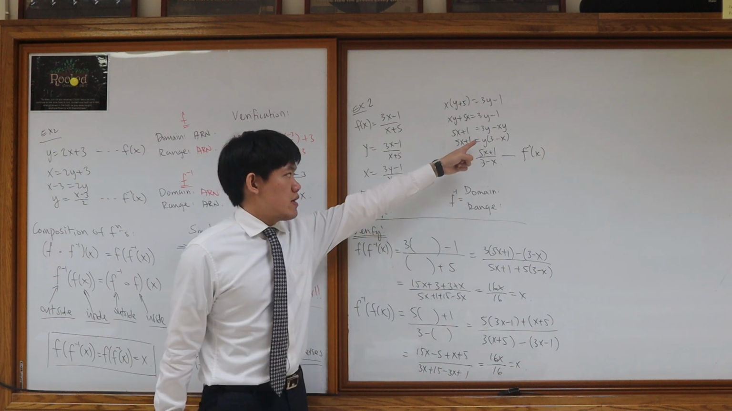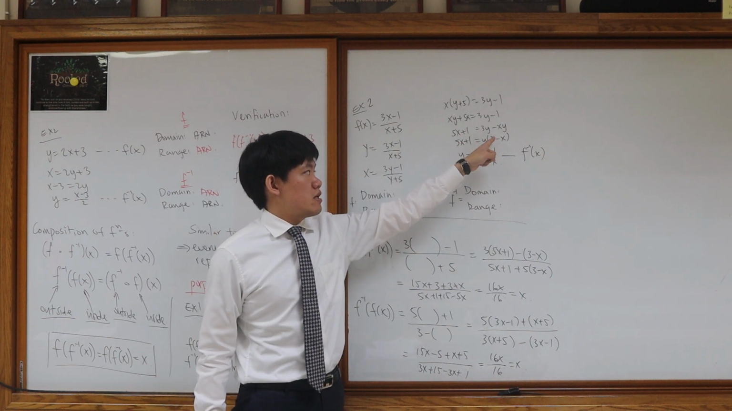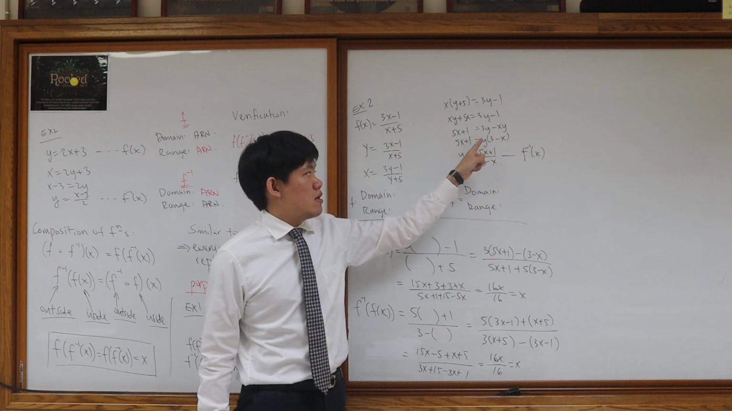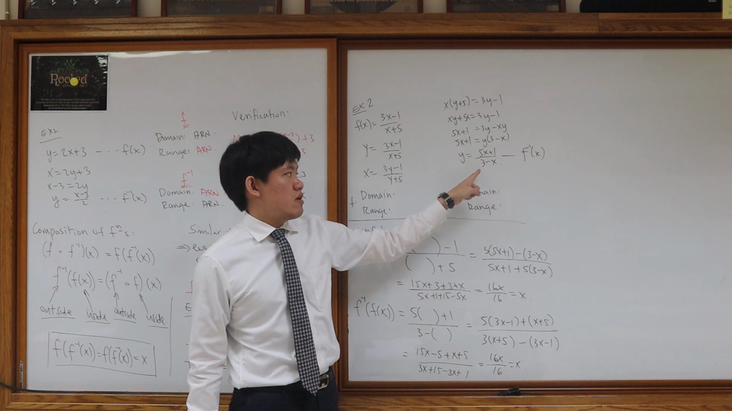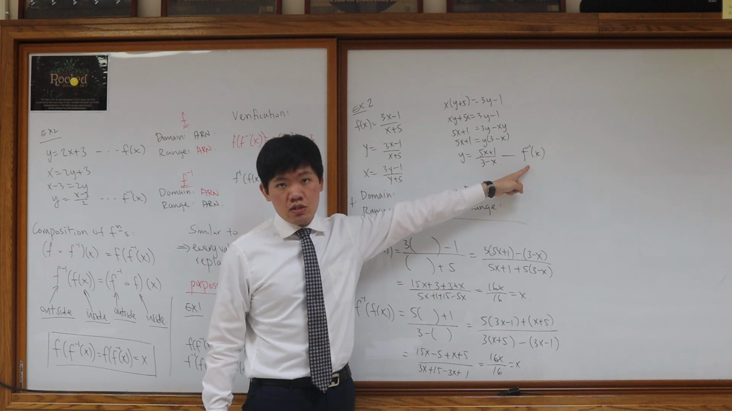So that's what we did here. We factored the y out from here, so you end up with y times 3 minus x. Now you have y by itself, and you divide by 3 minus x on the other side. So you end up with y equals 5x plus 3 divided by 3 minus x. That is my inverse function of f.